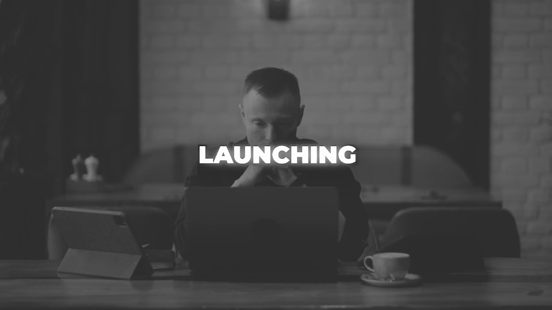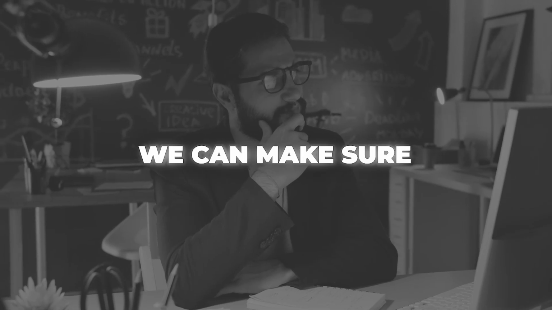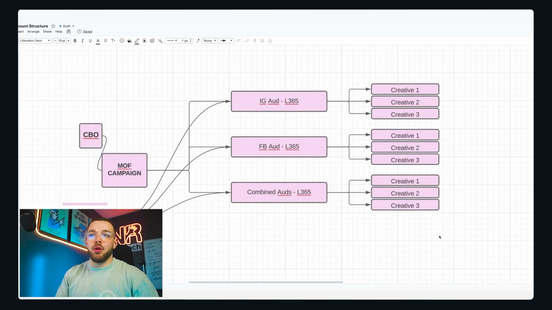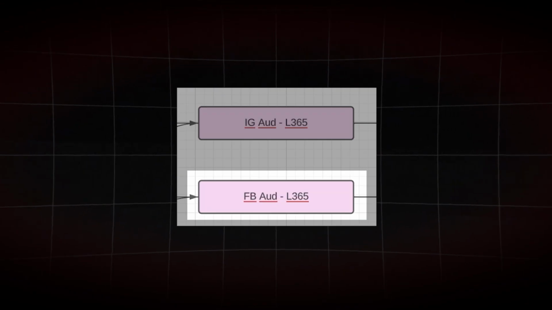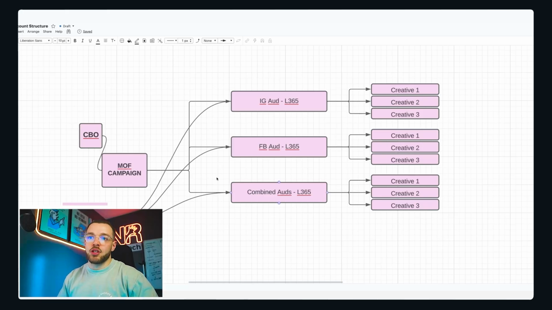But we are always launching with a middle of funnel campaign. That way we can make sure that we are always top of mind with the people that are interacting with us on Facebook and Instagram, and we're allowing Facebook to make that decision. Again, you can open this window by 30-day increments, etc., but we're running this as a CBO.